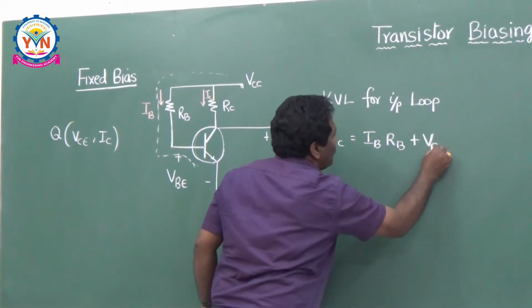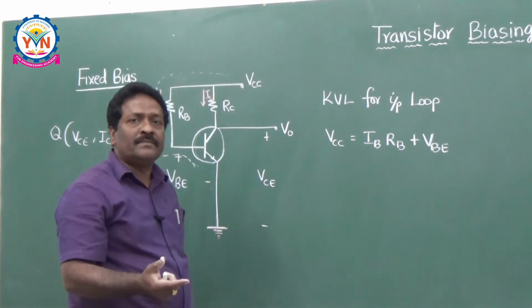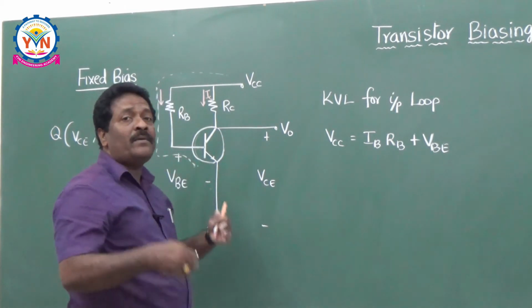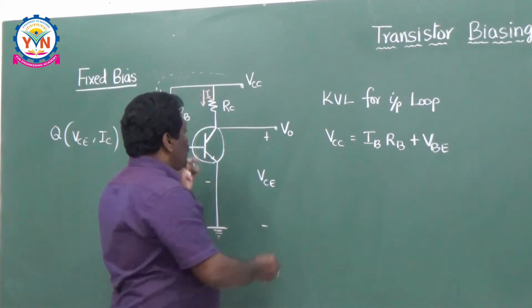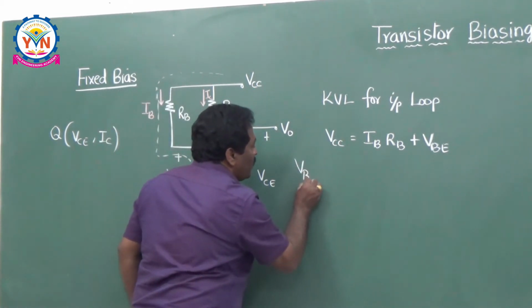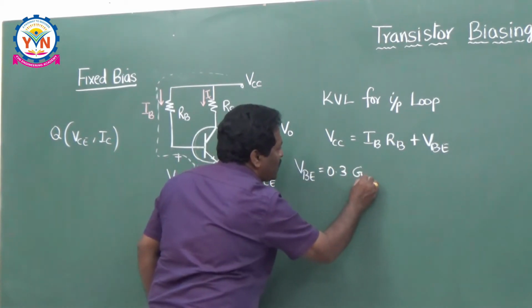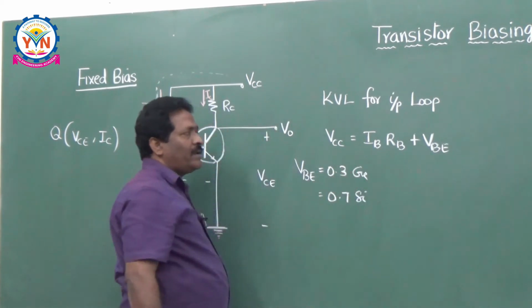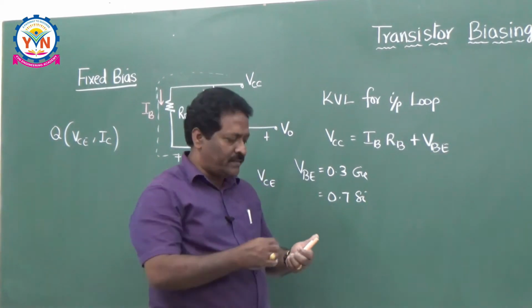What is VBE? VBE means base to emitter voltage. It is a diode drop. It is a diode because the input junction is nothing but a diode. The diode drop may change with the material. The VBE drop will be 0.3 for germanium and 0.6 or 0.7 for silicon. This is nothing but the VBE. So, sometimes you can neglect it, otherwise you can consider it.